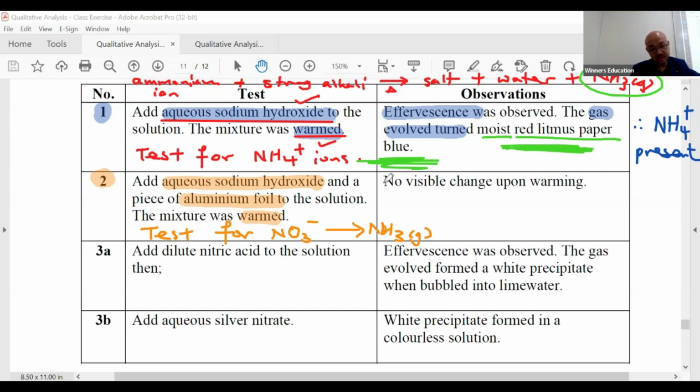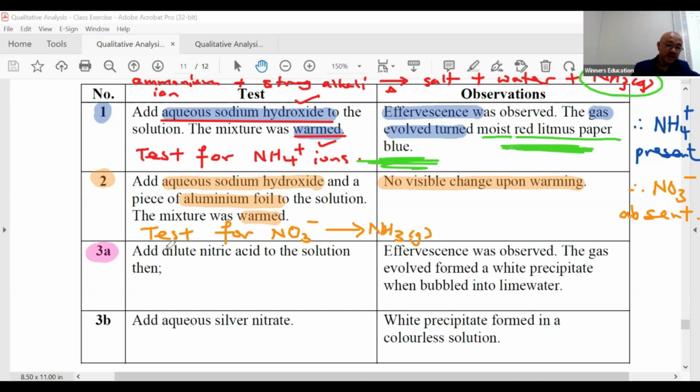Because there wasn't any nitrate. So what do you see? You see no visible change upon warming it, which also tells me that NO3 minus is absent. Make sense? It's a negative test. I test it, it doesn't have it. Done. Next, we go to the third test tube.